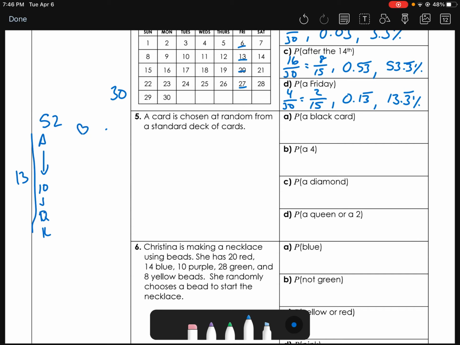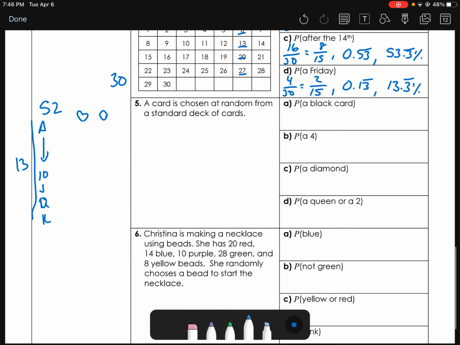So that includes hearts, diamonds, spades, and clubs. That's my little clover. It looks really bad. There's only 3. That might be it. All right. These guys are red, and those guys are usually black.